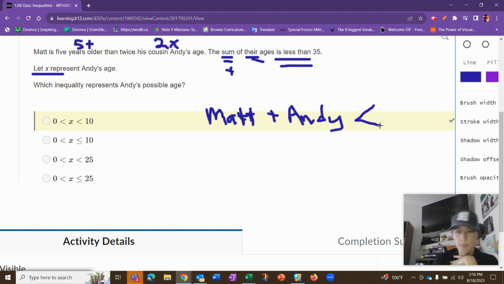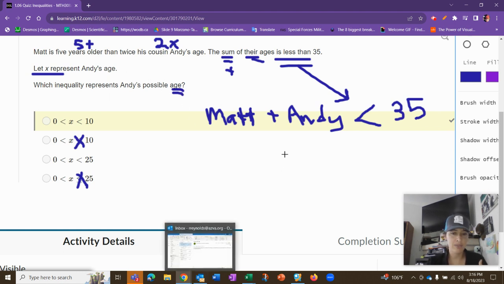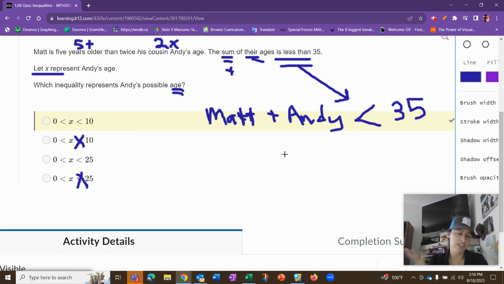We like that. 35. So Matt and Andy, their ages together have to be less than 35. Notice that doesn't say less than or equal to. That is the exact phrase for that symbol, okay? So we can already eliminate this answer choice and this answer choice. The zeros are coming from, again, we're talking about age. We cannot be negative. So the zeros are just there to keep our number sense, forward. That's the point. We gotta be comfortable with the numbers around us.